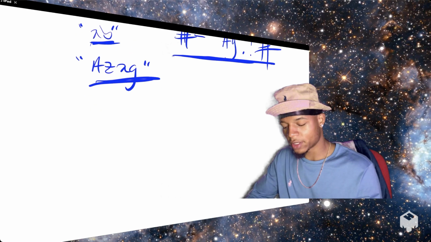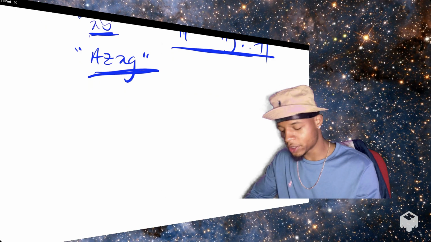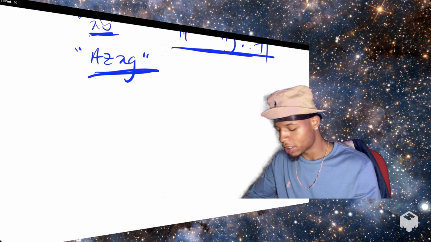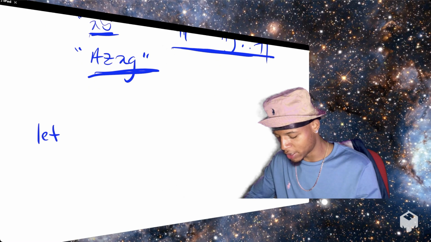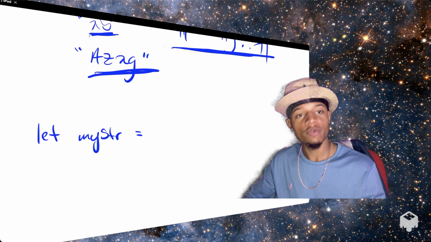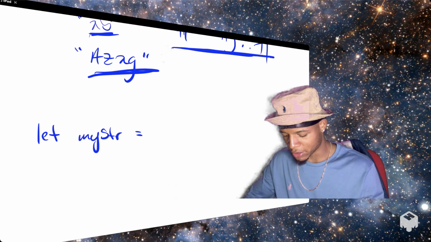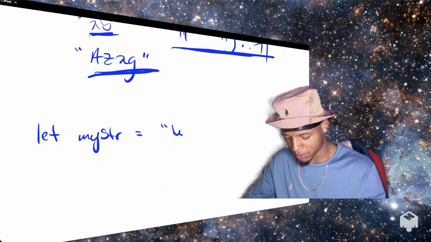So if we were to declare a string called myString, well, we know how to declare a variable. We use the let keyword, right? And then we say myString. And what do we want to call the string? Well, let's just put "what up though".